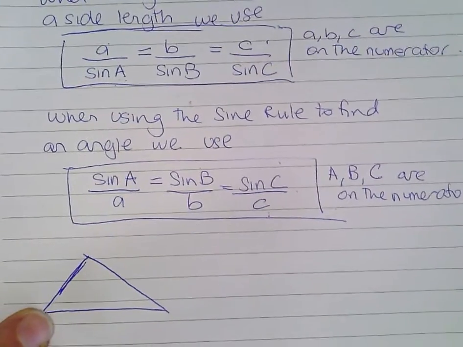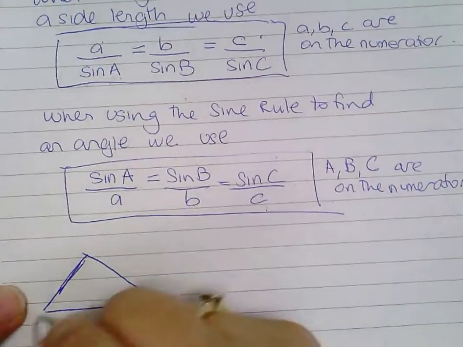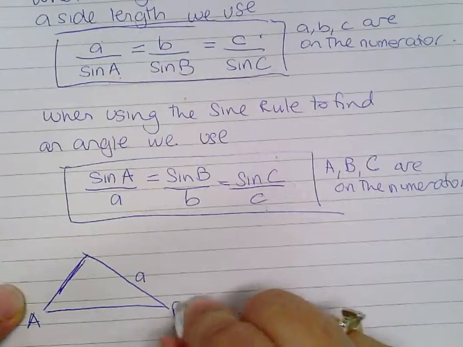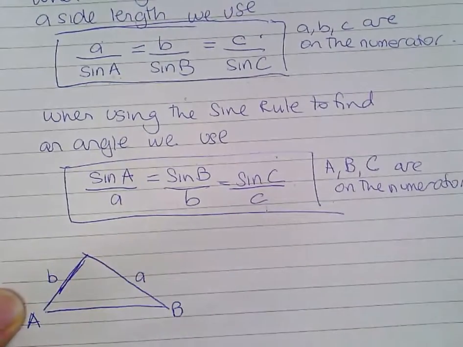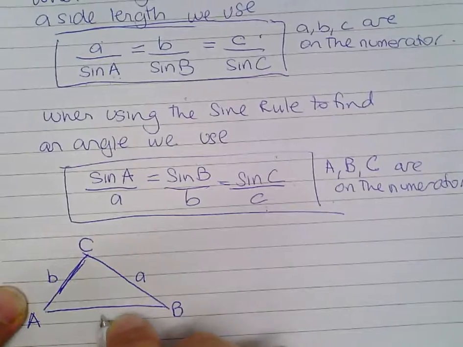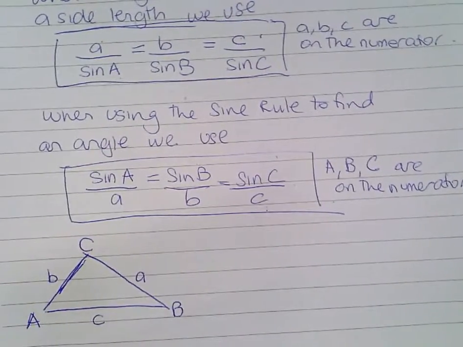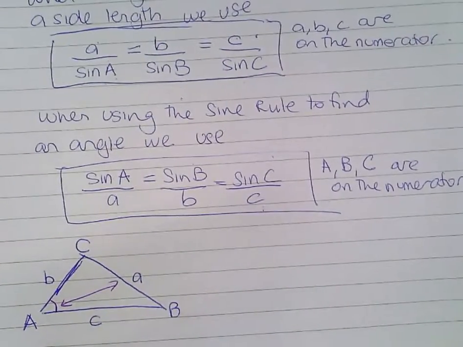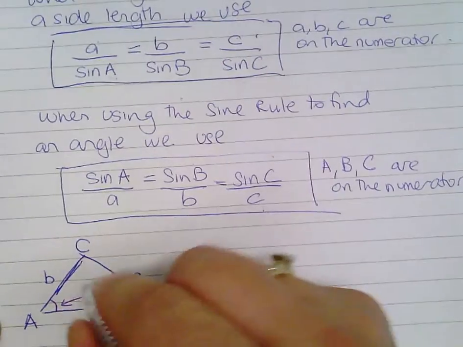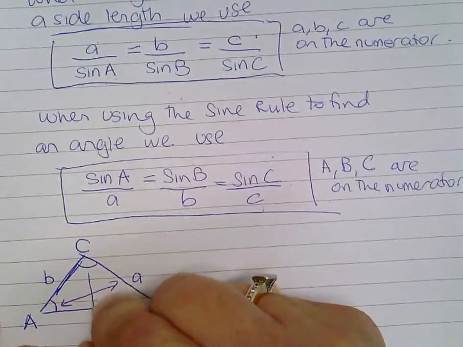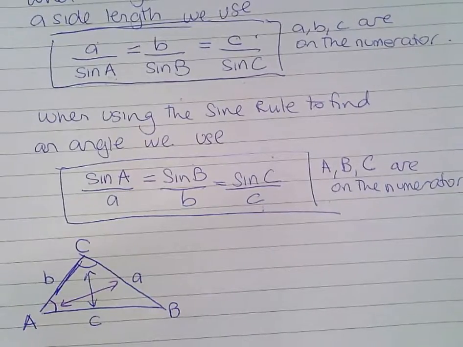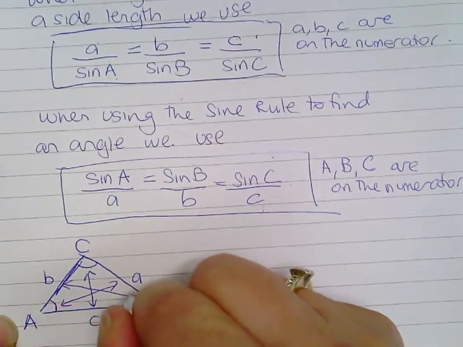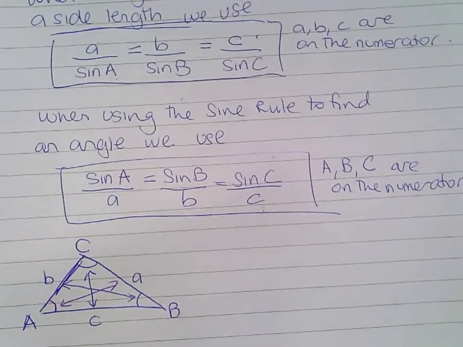Now that we know what the rules are, we're going to see how we use them. So, capital A, lowercase a is opposite it. Capital B, lowercase b is opposite it. Capital C, lowercase c is opposite it. Notice that capital A and lowercase a are opposite each other. Do you see that? Notice that capital C, angle C, and lowercase c are opposite each other, right? And notice that capital B and lowercase b are opposite each other.